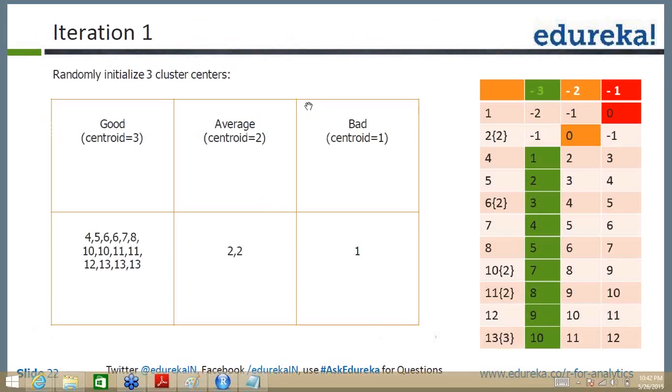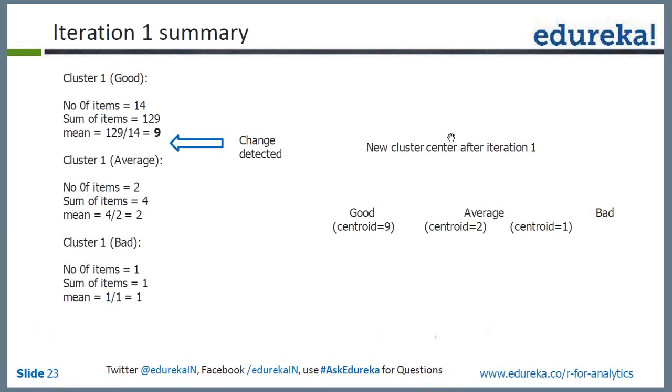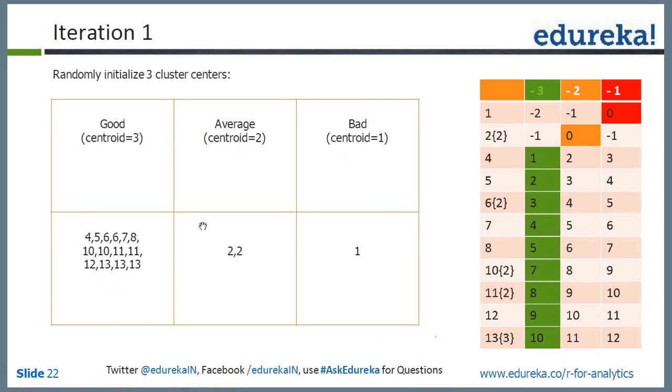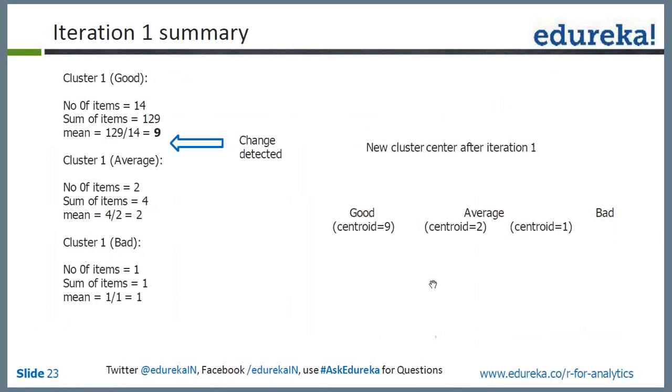So how it works: randomly it takes 3 initial centers. It tries to put everything here first, then puts 2 in the second, and it has got the third center, where it tries to put the 1. This is the first iteration. Then if you look at it, the number of items is 14 here, this is 2, this is 1, based on the way we have done this.